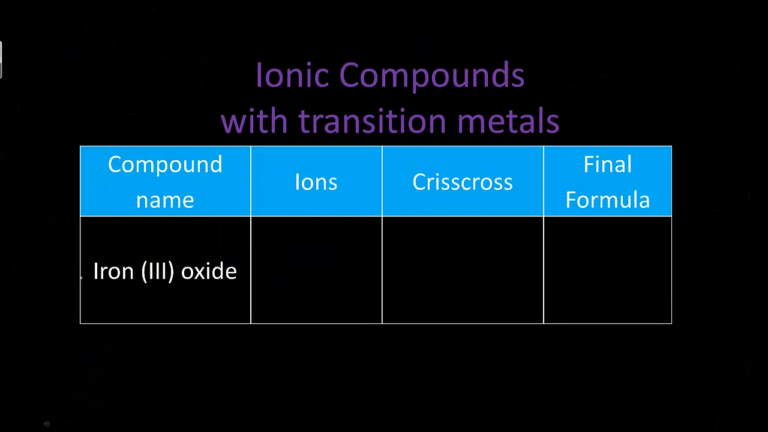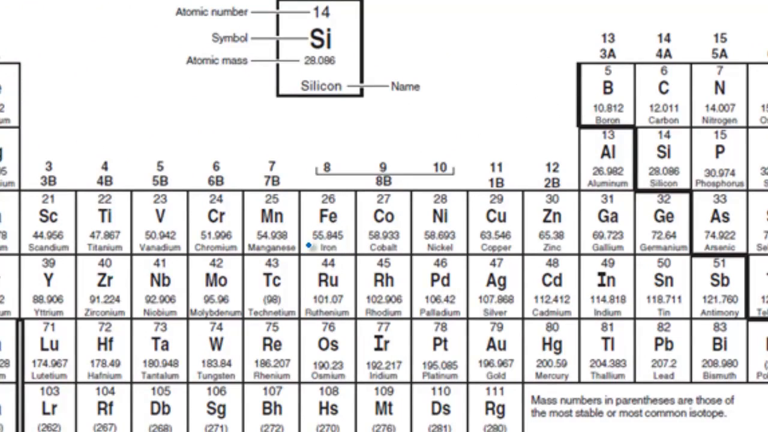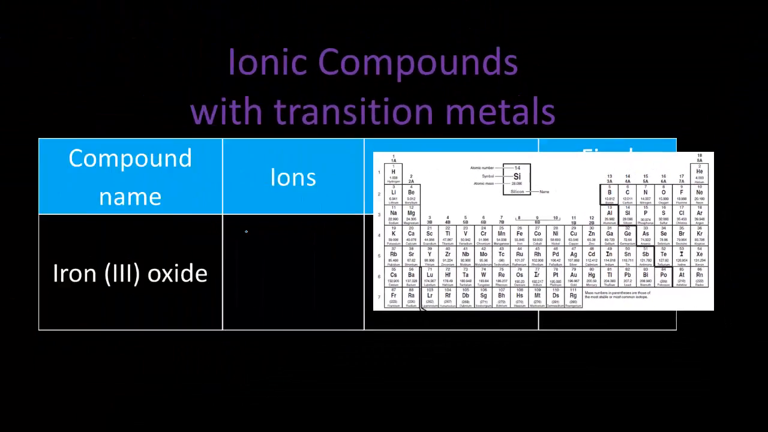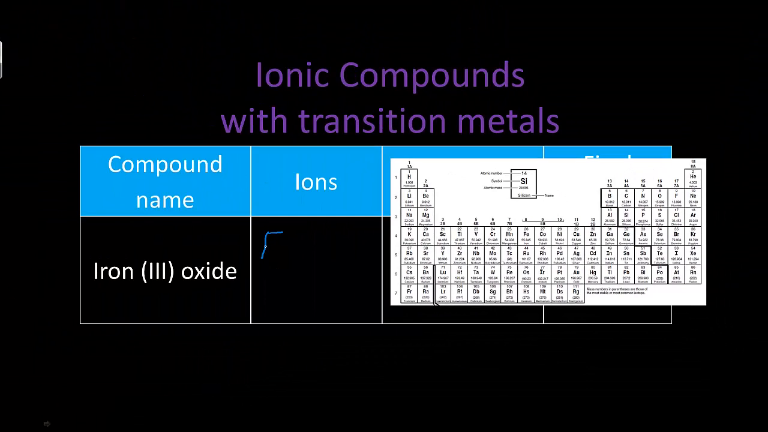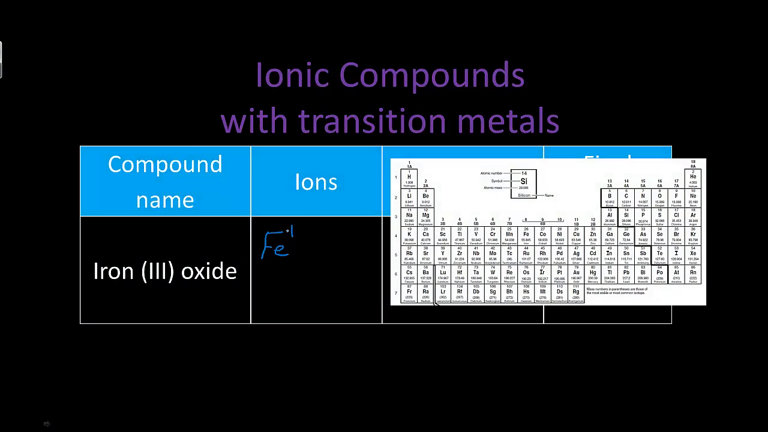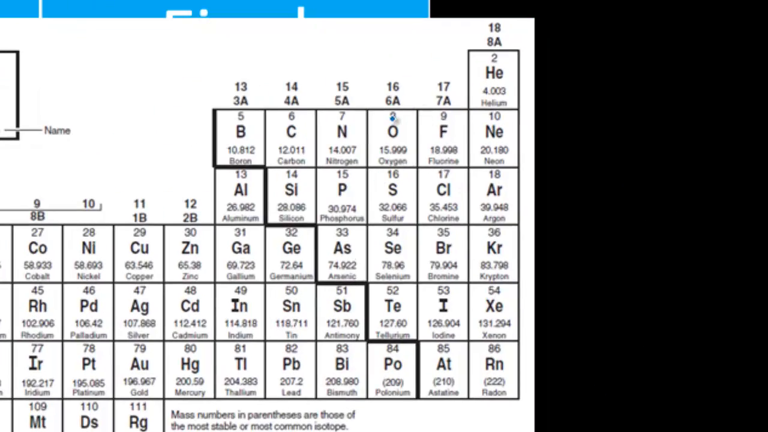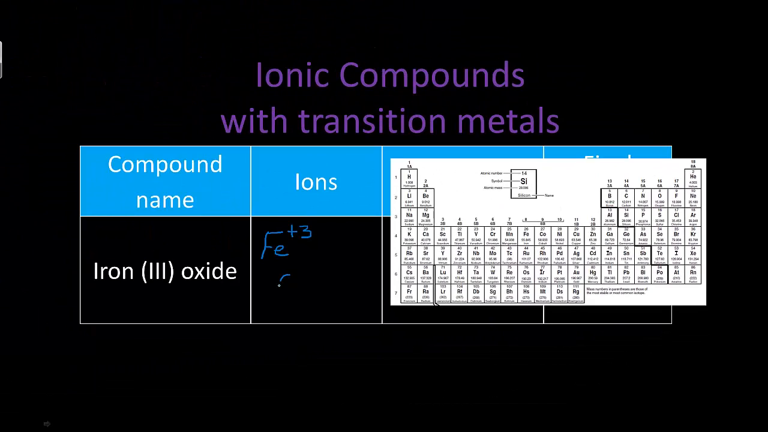Okay, now let's have an example. Iron 3 oxide. So iron is right here. It has the chemical symbol Fe, so we're going to write Fe right here, and it says that it is 3. This 3 indicates its charge, or its oxidation number. And we know that oxide is actually oxygen right here. It's in group 16, which means it has 6 valence shell electrons. It's easier to gain 2 than lose 6. Gain 2, that's its oxidation number.